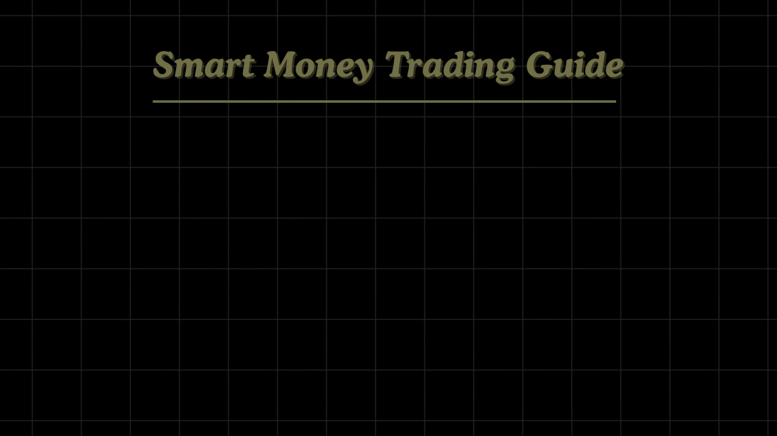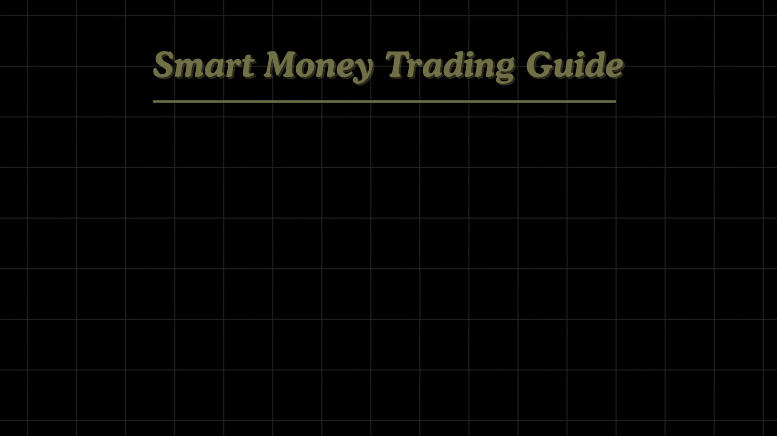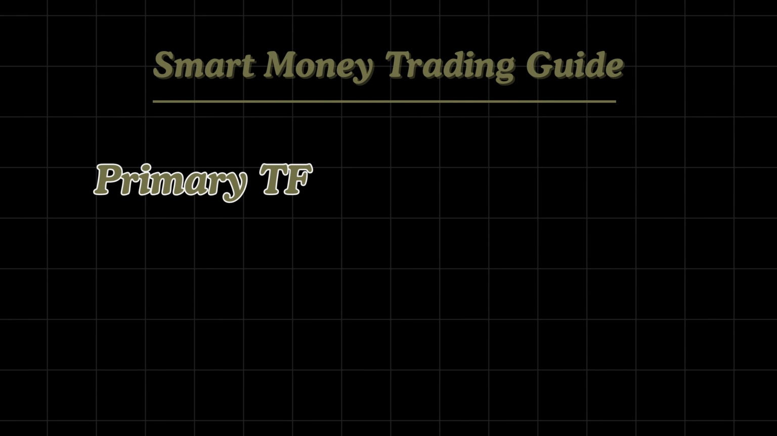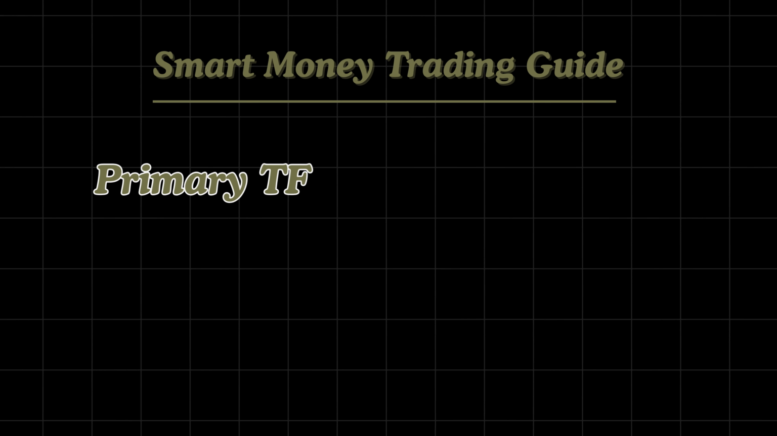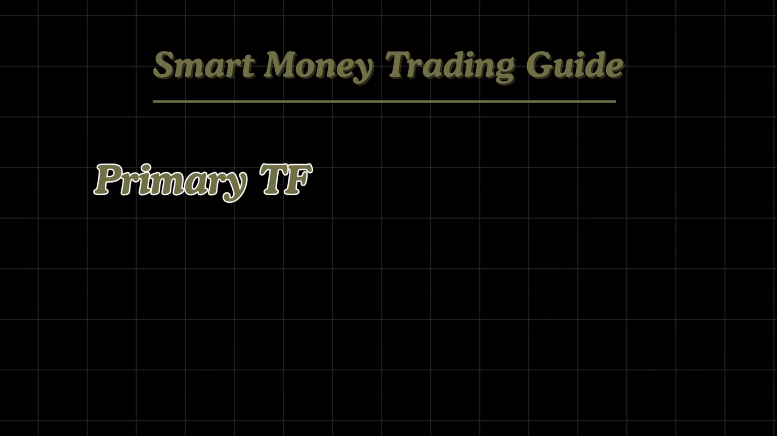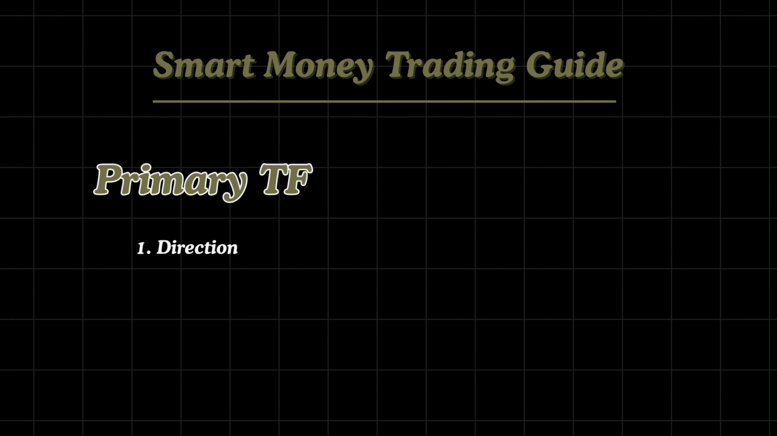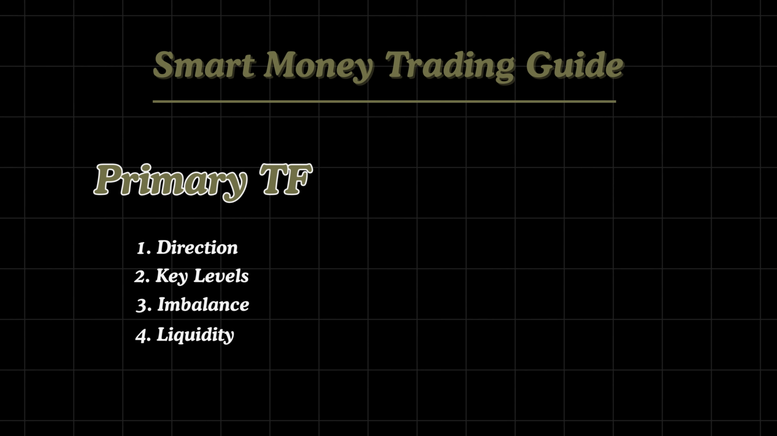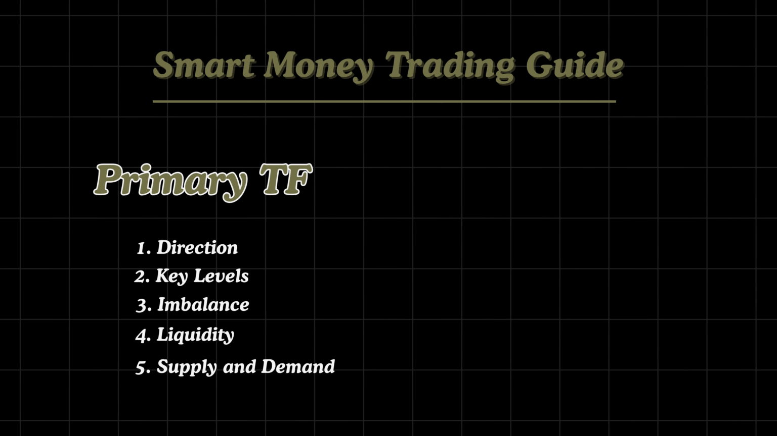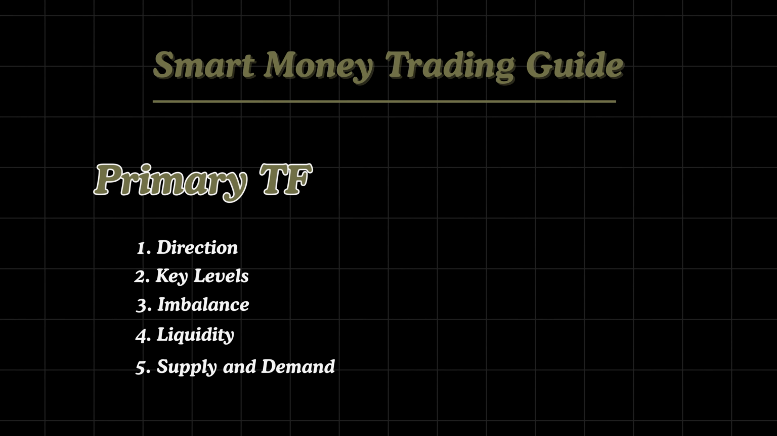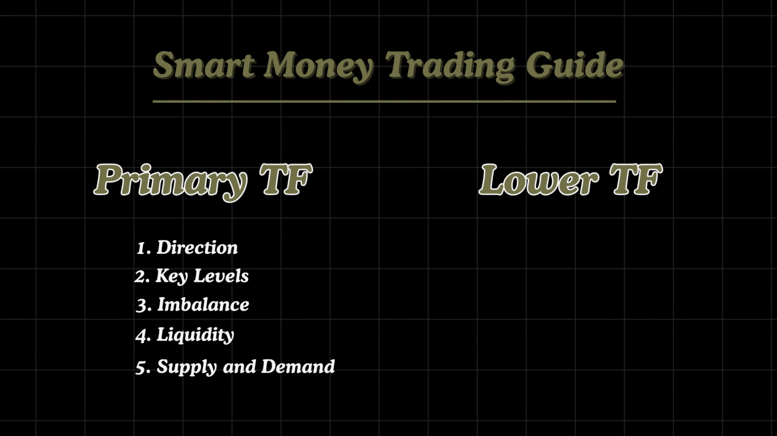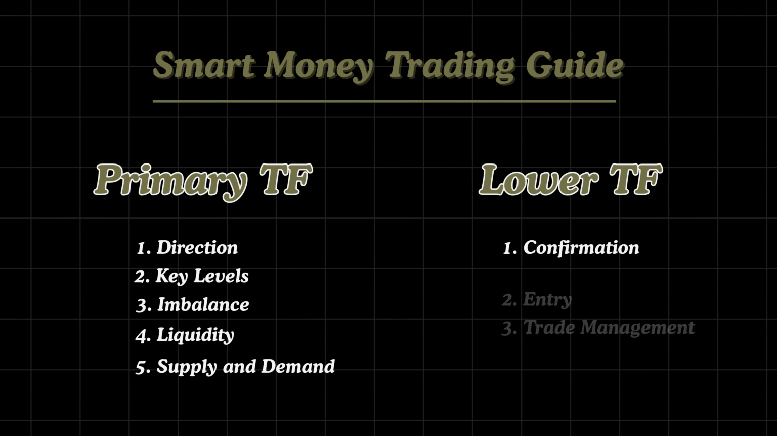The smart money trading plan is built around two main time frames. First, we have the primary time frame where most of the overall analysis will be done. This includes reading the market structure to determine the direction, marking out key levels, imbalances, liquidity, and most importantly, identifying supply and demand zones that may provide high-quality trade setups. In the second stage, we'll move down to a lower time frame to look for confirmation and execute the entry.